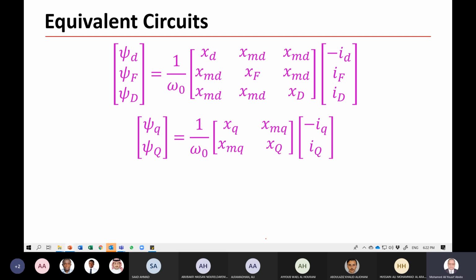Hussein, please. You have a question, Hussein? Yes, Doctor. Why do we have negative direct current here in this formulas or equivalent circuits?